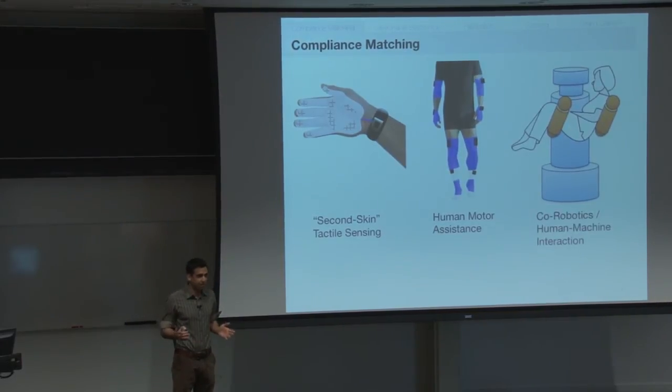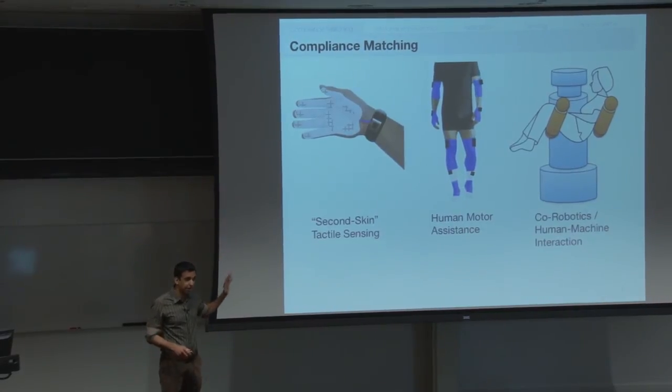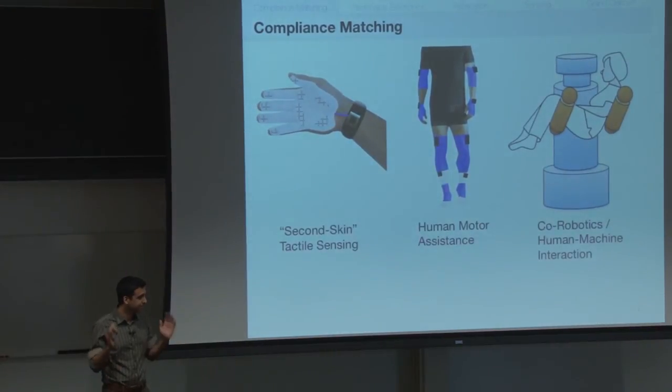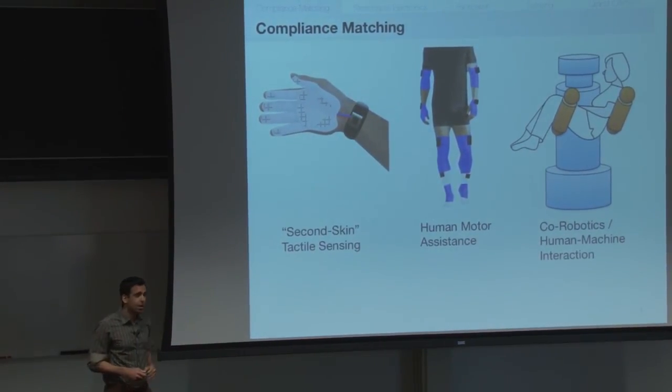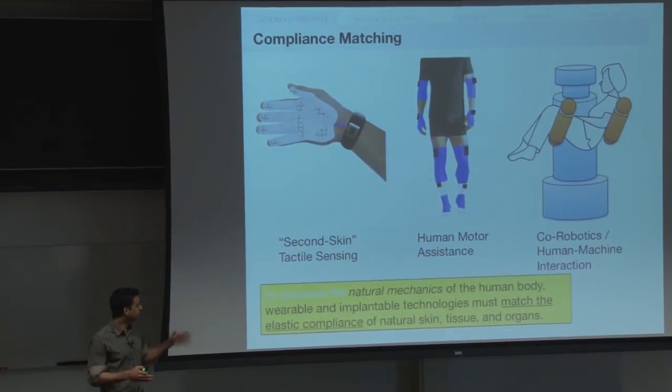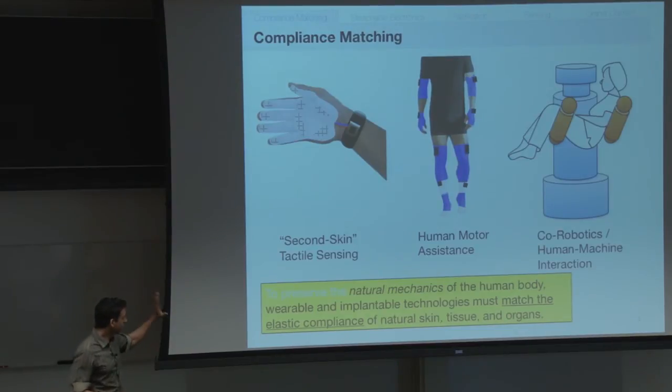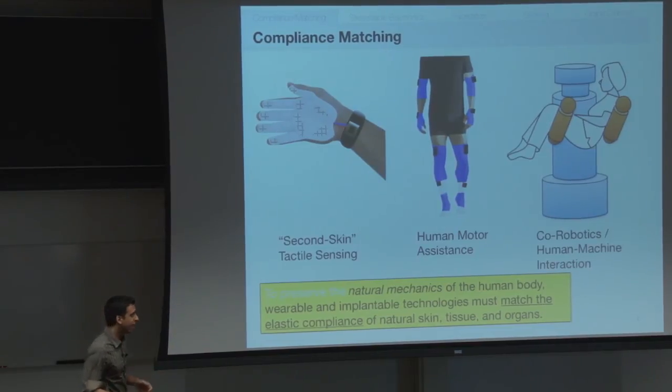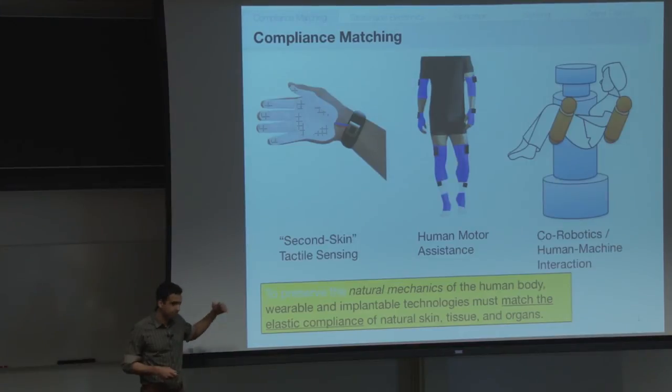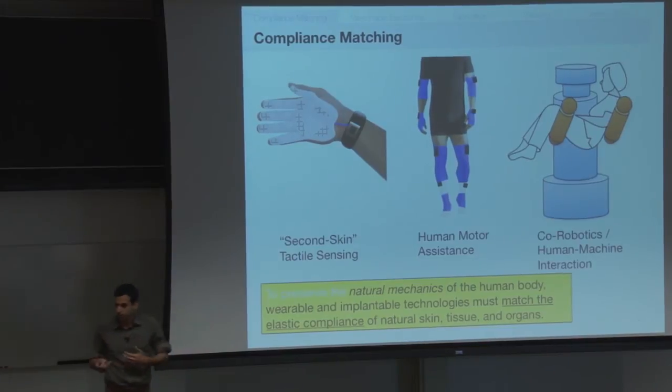One of my claims, for which I don't really have a very strong scientific justification, is almost intuitive, and in our group at least, we dogmatically adhere to this principle of compliance matching. If we're going to make electronics, sensors, and actuators for these types of applications, we have to adhere to this principle of preserving the natural mechanics of the host. In other words, to preserve our natural mobility, comfort, and safety, we have to introduce new classes of electronic sensor technologies that are elastically compatible. They match the elastic compliance of natural human tissue, like our skin, our muscle tissue, our organs.